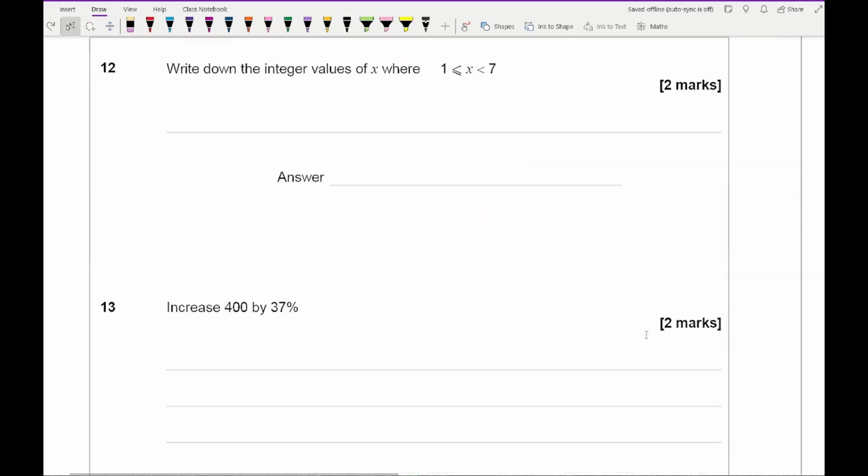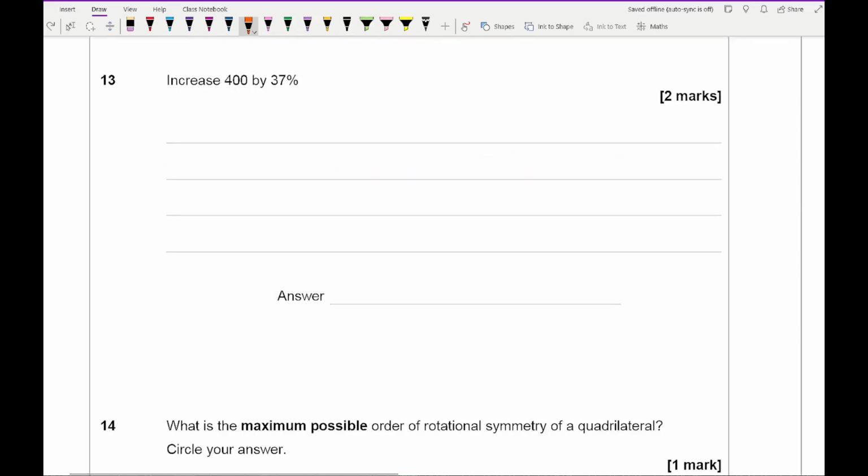Moving on to question 12, it says write down the integer values of x where x is between 1 and 7 inclusive of 1. So the numbers we need to write are 1, 2, 3, 4, 5 and 6. Then for question 13, it says increase 400 by 37%. So remember that 100% plus, because we're increasing 37%, is 137%. Convert that into a decimal and we get 1.37.